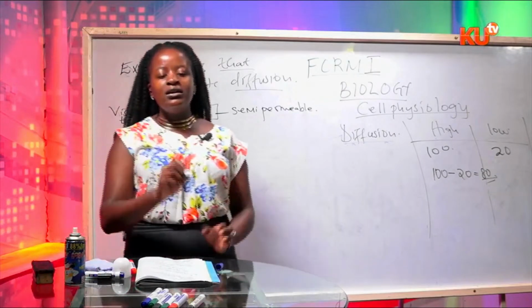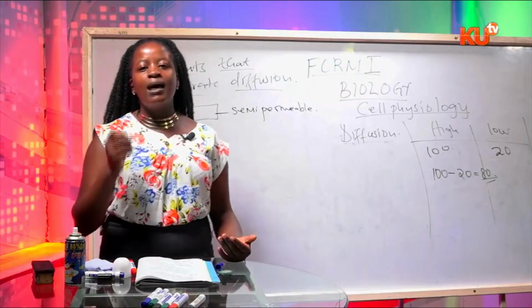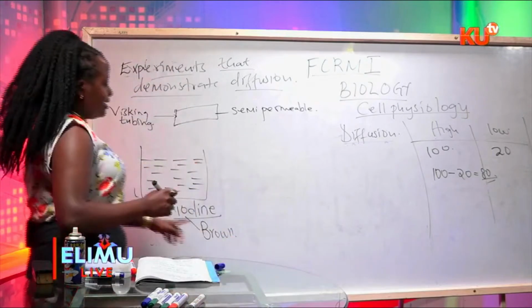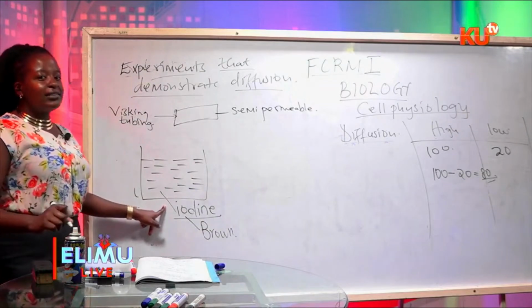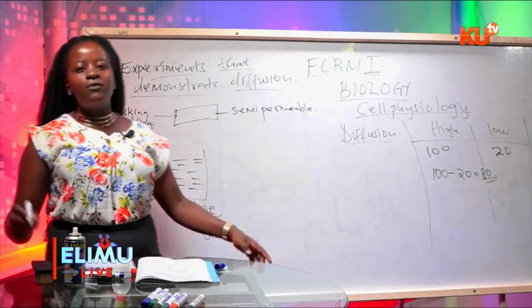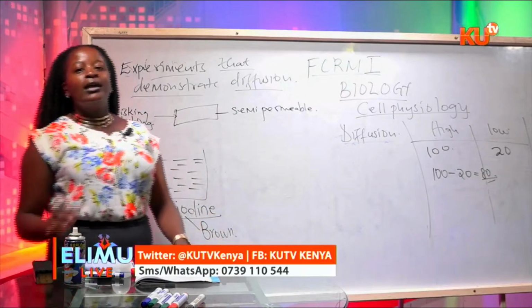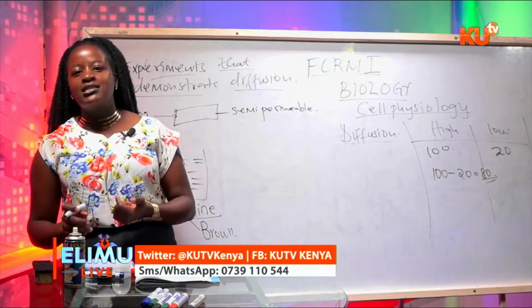Now, when iodine reacts with starch, it forms a blue-black solution. When iodine, this chemical in the beaker, reacts with starch, it forms a blue-black solution. And so, in the lab, we say iodine is used to test for starch.